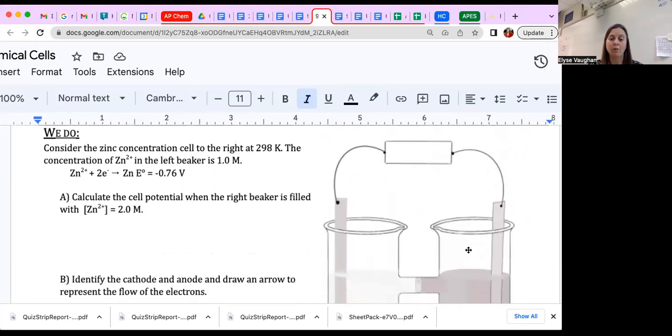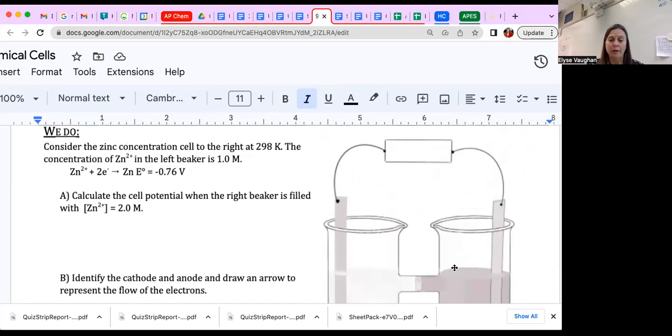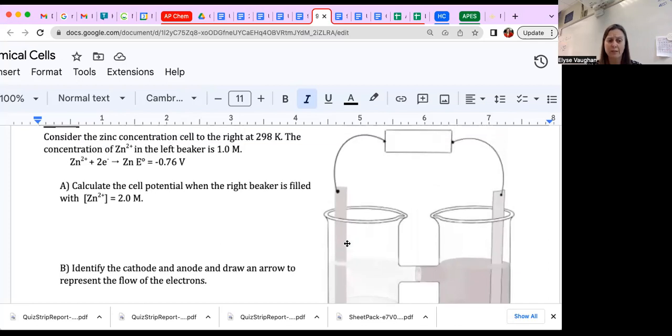of 2 molar. And so we know if the 2 molar zinc is in this beaker, that the electrons are going to flow from the 1 molar solution to the 2 molar solution, because that will have the effect of decreasing the concentration of the 2 molar solution and increasing the concentration of the 1 molar solution until they're the same again. So it asks us to calculate the cell potential.